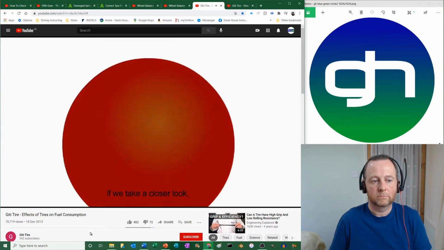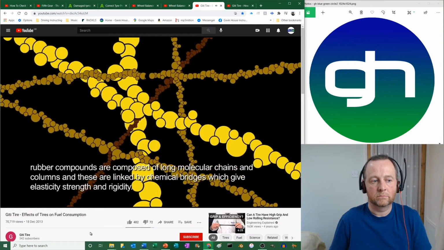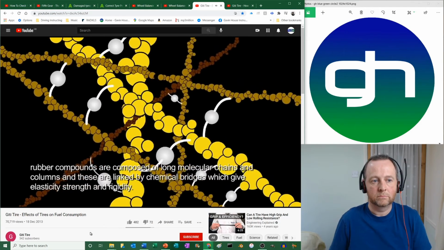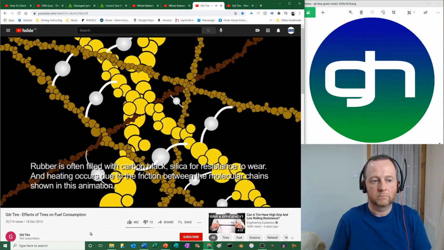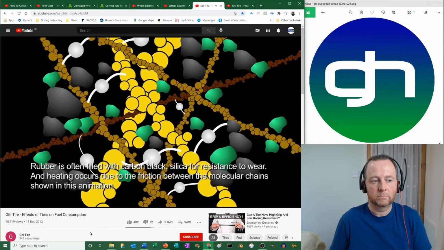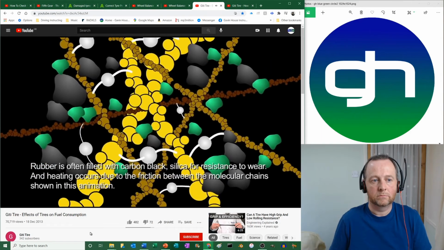If we take a closer look, rubber compounds are composed of long molecular chains and columns, and these are linked by chemical bridges, which give elasticity, strength, and rigidity. Rubber is often filled with carbon black and silica for resistance to wear, and heating occurs due to the friction between the molecular chains shown in this animation.